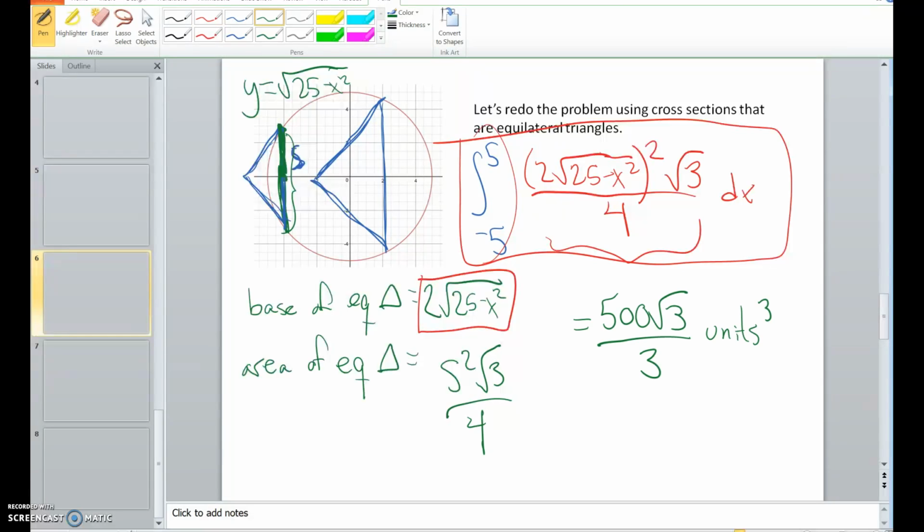Okay, so when we put that in the calculator, we get that the volume of this solid is going to be 500 root 3 over 3 cubic units.